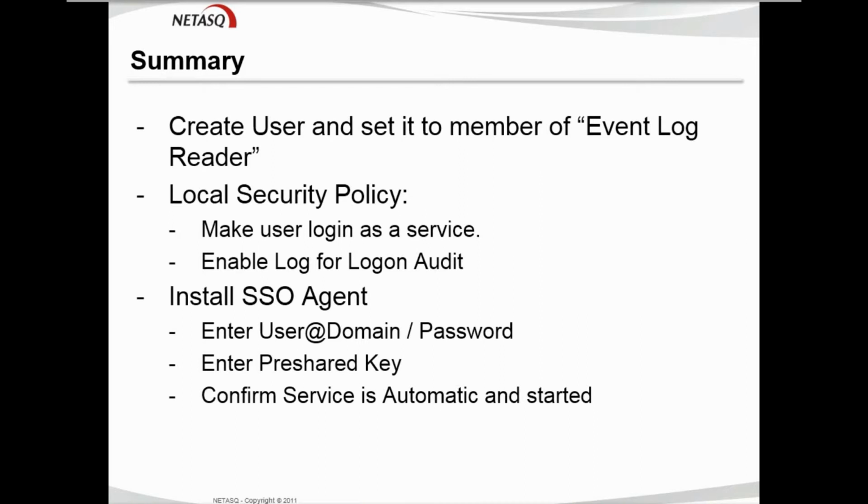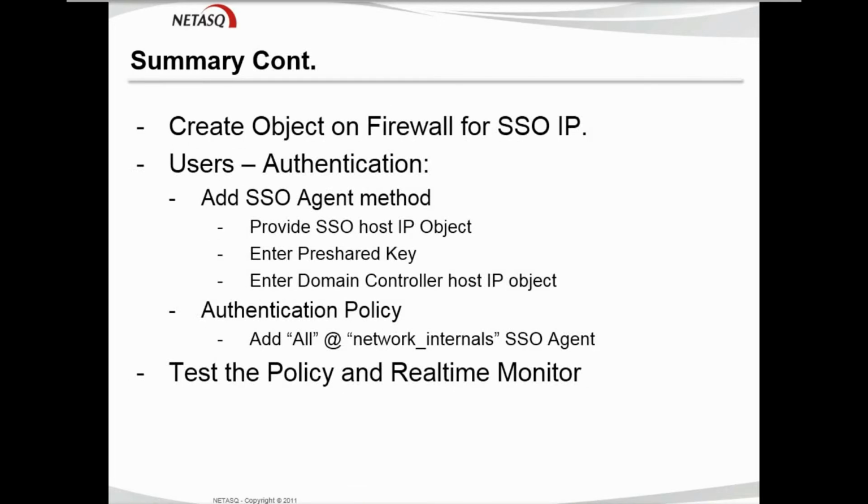Then we confirmed that the service is set to automatic and made sure it was started. And also on the firewall side, we created an object for the single sign-on agent IP, the PC on which the SSO agent is installed. And then under users authentication, we added an SSO agent method. We provided the host IP of the PC which is holding the SSO agent. We entered the pre-shared key, and then we entered the domain controller host IP object. In our case, it was already added because the firewall was already configured to integrate with Active Directory.